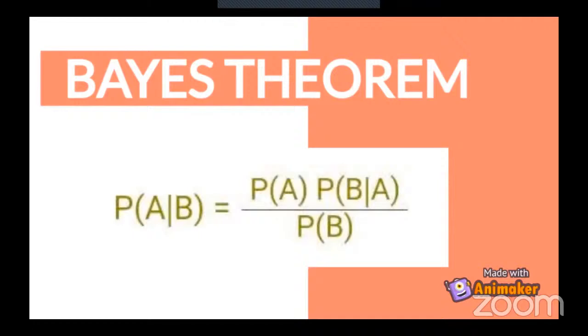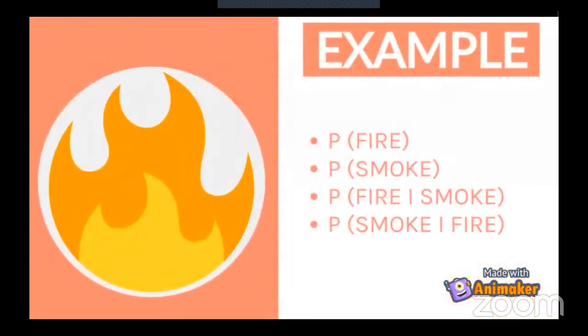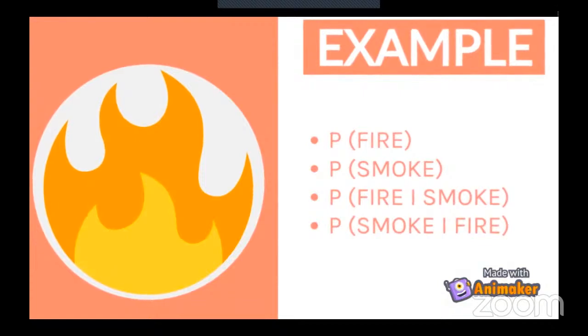Bayes' theorem is a way of finding a probability when we know certain other probabilities. The formula is the probability of A given B equals the probability of A multiplied by the probability of B given A, divided by the probability of B. For an example, let us say P of fire means how often there is a fire, and P of smoke means how often we see smoke. Then P of fire given smoke means how often there is a fire when we can see smoke. And P of smoke given fire means how often we can see smoke when there is a fire.